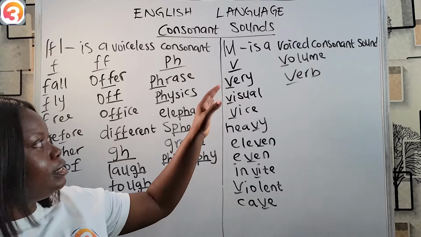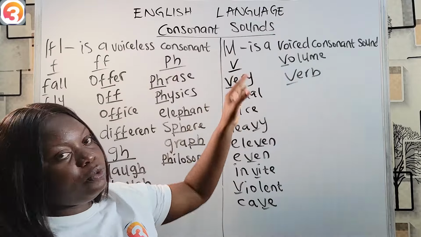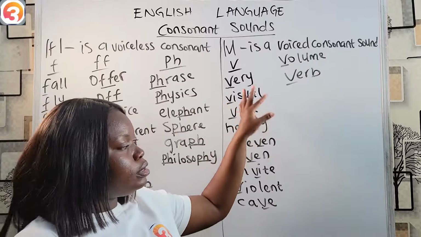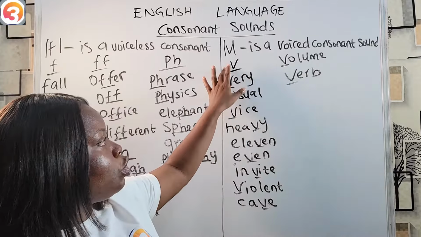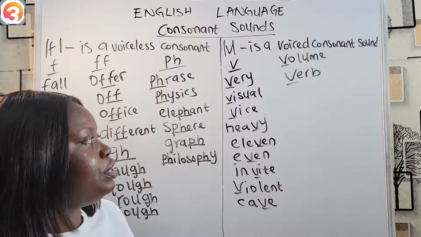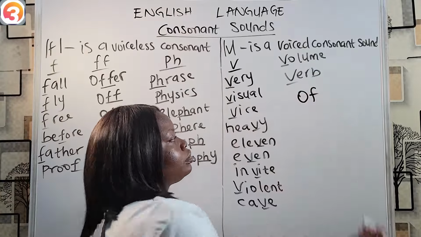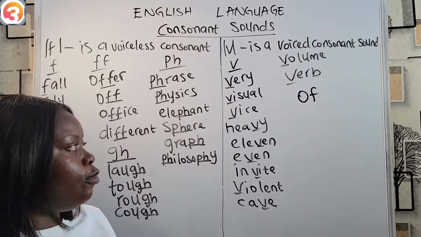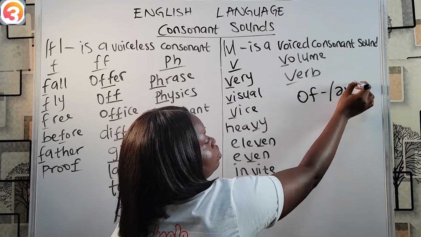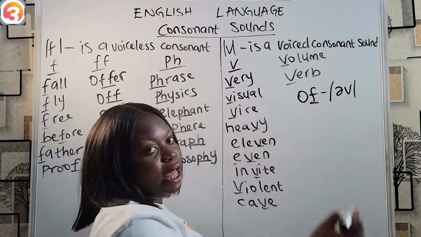This is mostly how we can recognize /v/ in words: words containing V, like very, visual. This is the most common way to recognize this sound in words. Then we have special words like this word, OF. It's not pronounced /ɒf/, but /ɒv/. So the sound contains /v/ actually.